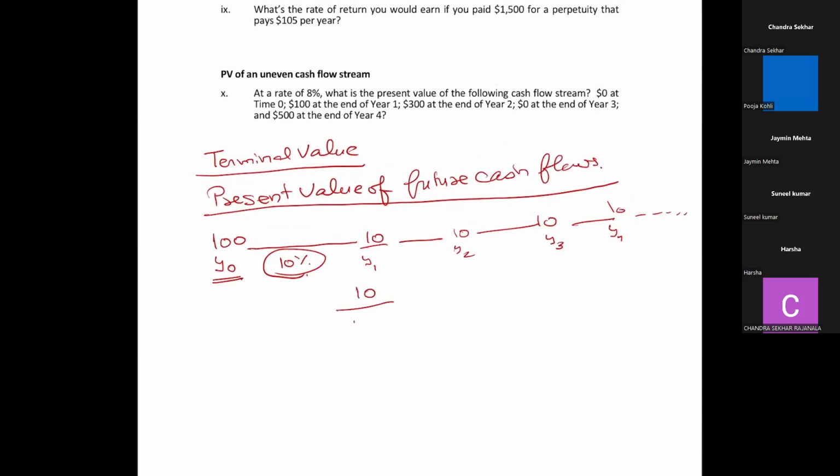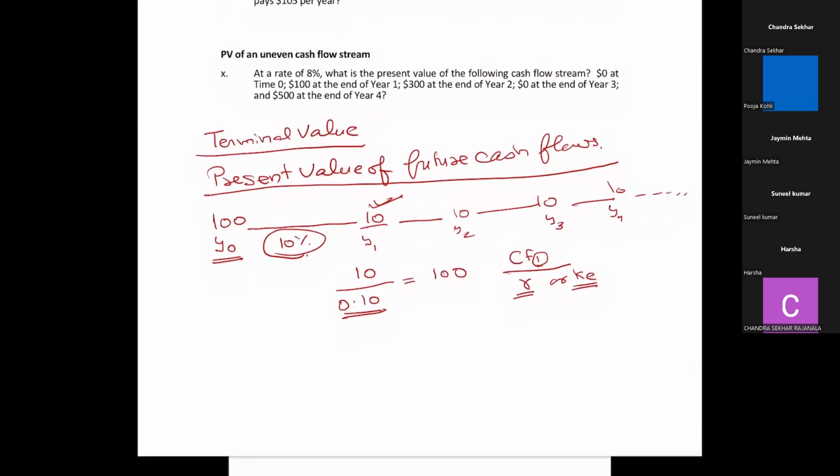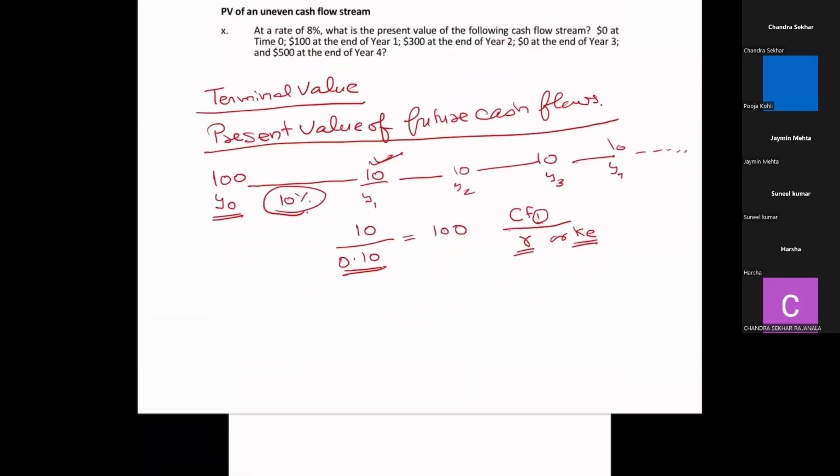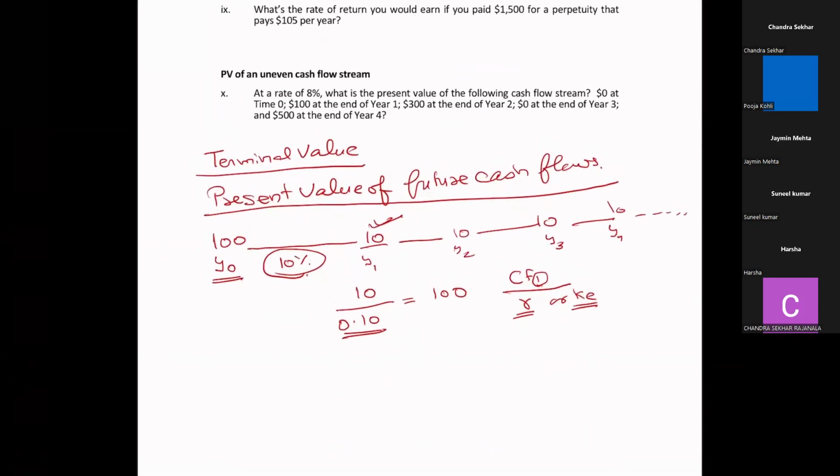So how do I calculate the 100 rupees? 10 divided by 0.10 is equal to 100. So I have calculated CF1, the cash flow at year 1, divided by the rate of interest, or KE, cost of capital. This is also used in discounted cash flows. When we calculate the discounted cash flow, we will use this concept again. Very, very important concept of calculating the present value. So make sure whenever you are calculating the present value of future cash flows or the terminal value, it will be at year 0.